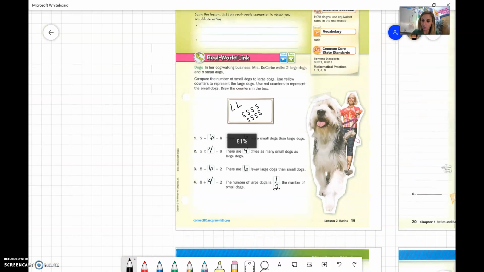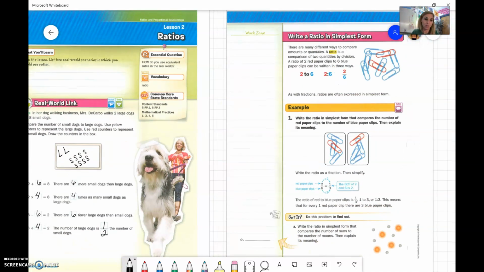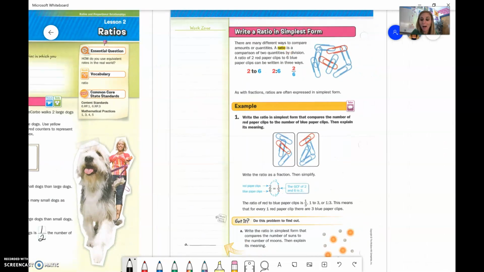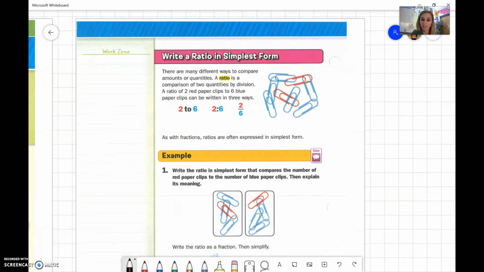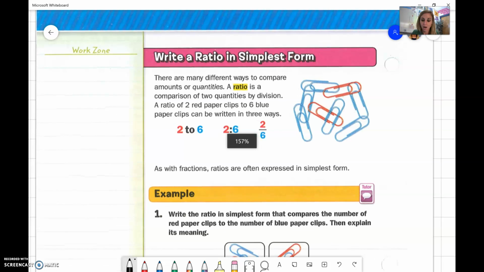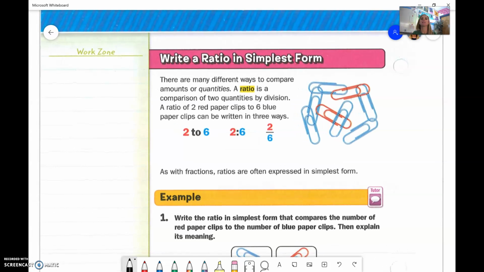All right, go ahead and turn the page. Well, I'm going to turn my page because I do it on my book too while I get this one up. All right, here's the key words. Ratio. This is so important because we're going to be talking about rates and ratios, and we have to remember the difference. So, ratio. Right there. It says there are many different ways to compare amounts or quantities. So, different ways that we can compare.